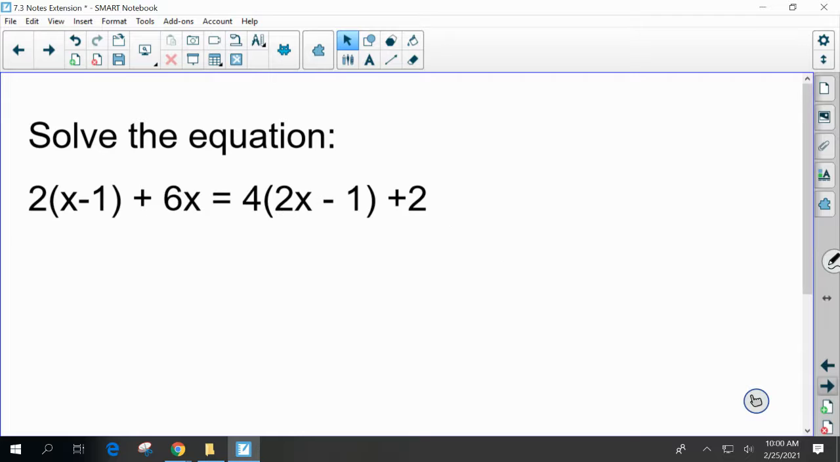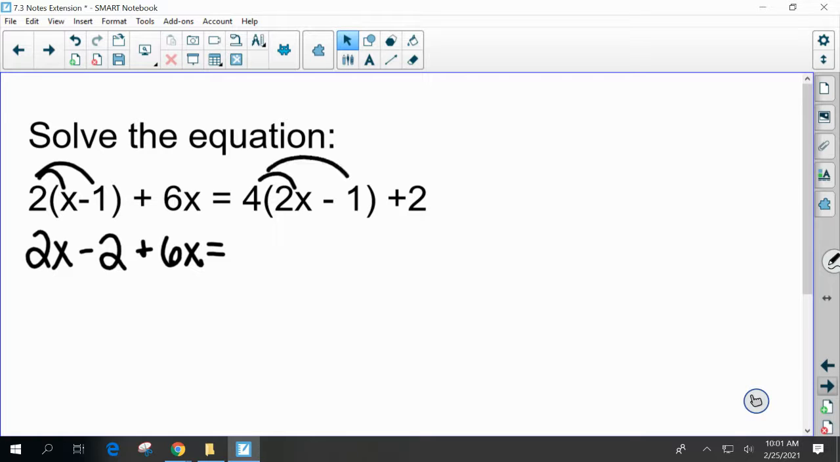Okay. Number 6. So I would start out with my parentheses. So distribute the 2. So 2 times x is 2x. 2 times negative 1 is negative 2. And then I need to carry down the positive 6x. And then distribute the 4. So I would have 8x minus 4 plus 2.